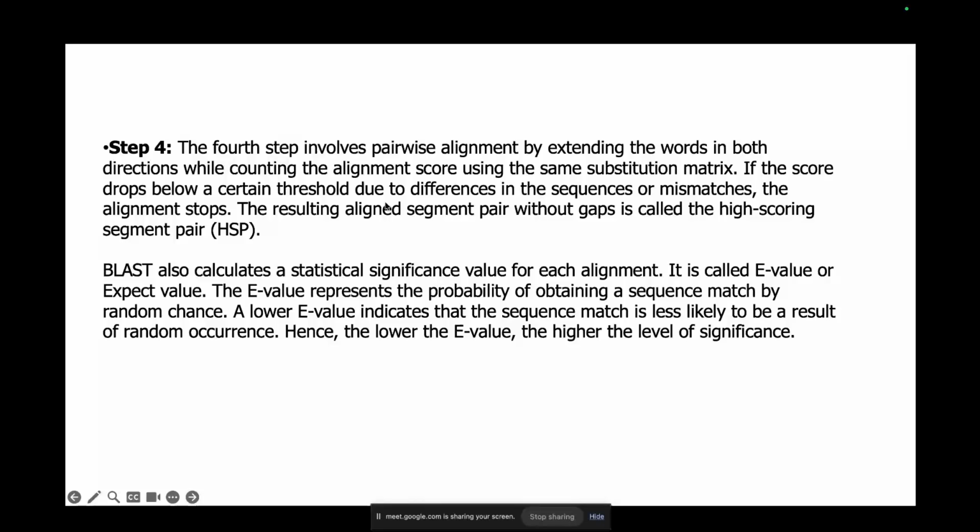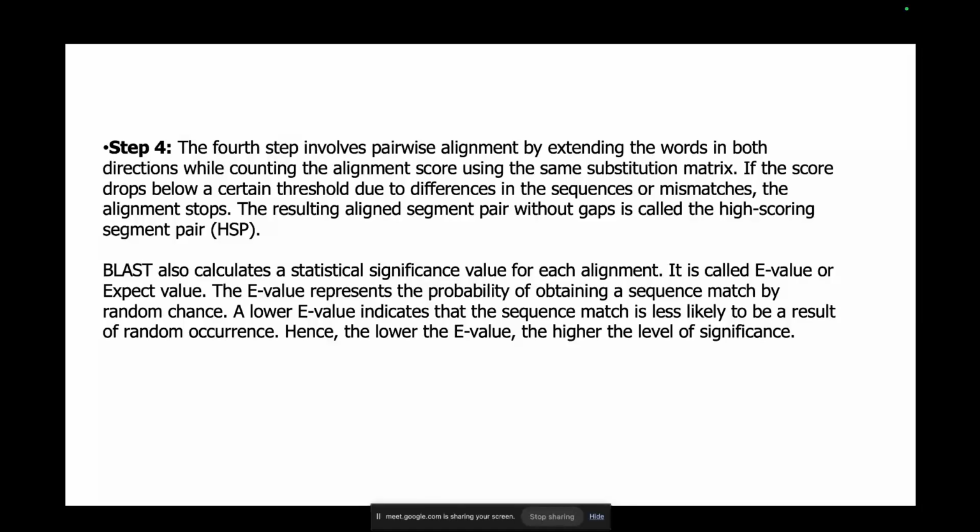Basically, the resulting aligned segment pair without the gaps is called an HSP, which is the high scoring segment pair. An important thing to note here is that it also calculates a statistical significance value for each alignment, which is the expected value or the E value, right? So what does the E value tell you? The E value represents the probability of obtaining a sequence match by random chance.